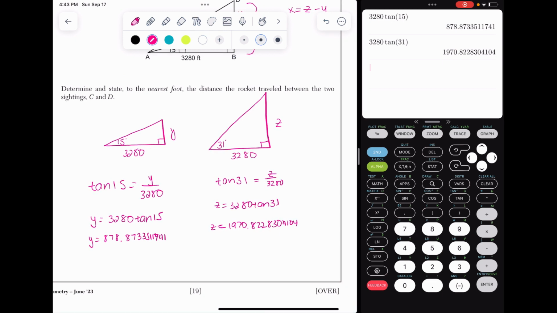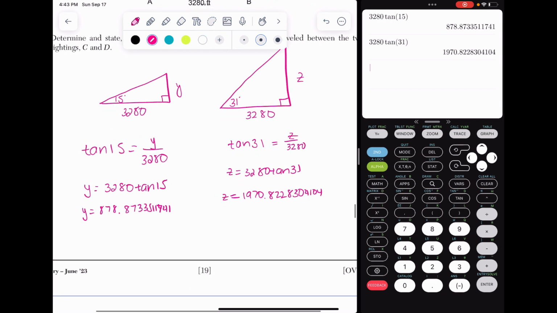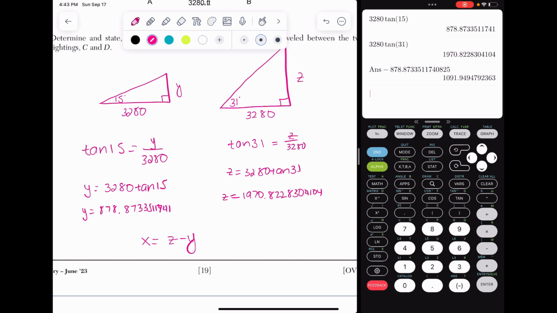All right, now we want to find X to the nearest foot. So we said before that X is equal to Z minus Y. So in my calculator, I'm going to subtract Z and Y. And I'm going to round this to the nearest whole number. So 1,902 feet.